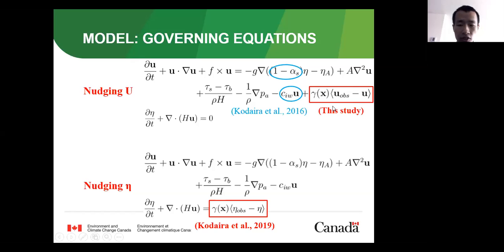In addition to nudging U in the momentum equation, another approach used by a previous study is to directly nudge it in the continuity equation. But apparently this approach has a potential issue because it changes the mass conservation. And in this study, we'll show a comparison between these 2 approaches.